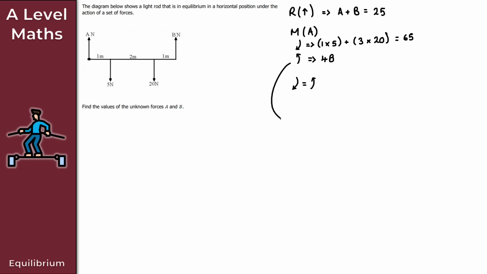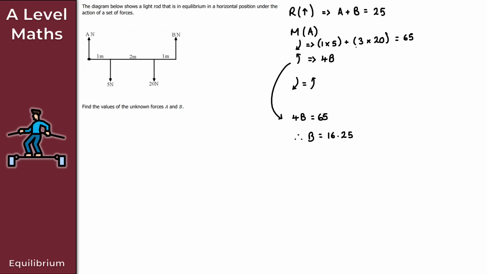So in that case, let's do that underneath. What I get here is 4B is equal to 65. And then just divide both sides by 4. And what we get then is B is equal to 65 over 4. And that gives us 16.25 there. Okay. So that's the magnitude of this unknown force B.